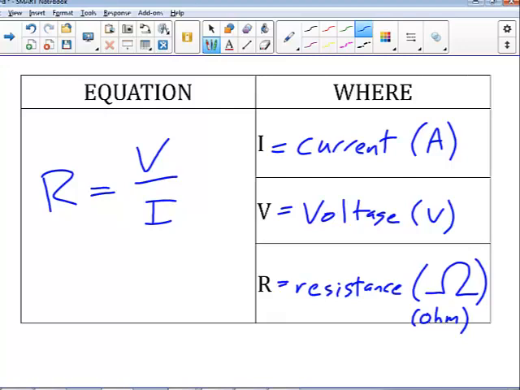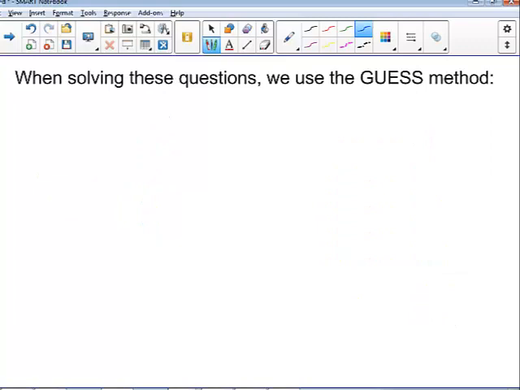Now we're going to be doing a series of mathematical things involving electricity over the next couple days. No matter what, we're always going to follow the process known as GUESS. It's a 5-step process. If you follow these 5 steps, you're going to get the questions right every time. The first thing we do whenever we get any mathematical problem is we look at the G. We look at the givens. So we look at what information is given to us within the question.